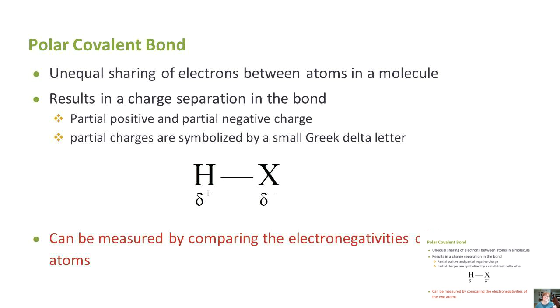So to indicate that it's just a partial charge and not a complete formal charge, we use this small Greek letter delta. This is what we use to indicate that there's a partial positive charge on hydrogen. And again, I chose hydrogen to be the positive one because it's less electronegative than X. In this case, X would be partially negative because it has a higher electronegativity. And I'd have to have a difference of at least 0.4 to be able to talk about having a significant dipole moment.